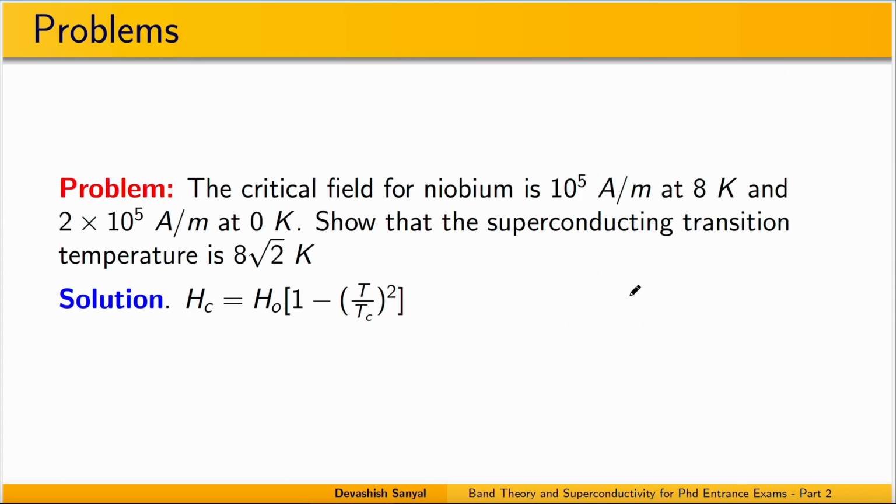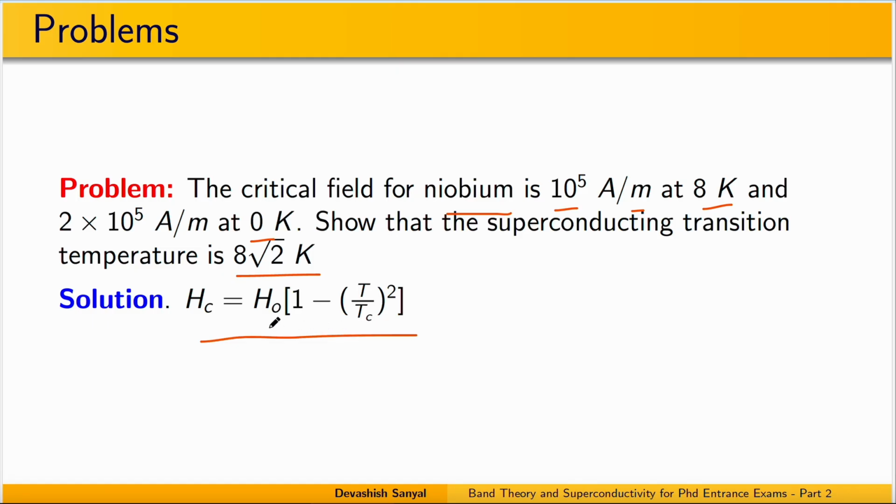So next we can go to a problem on superconductivity. Here it is given that the critical field of niobium is 10 to the power 5 amperes per meter at 8 degrees Kelvin and 2 into 10 to the power 5 at 0 degrees Kelvin. Show that the superconducting transition temperature is 8 root 2 Kelvin. So here you have to use this expression for critical field.